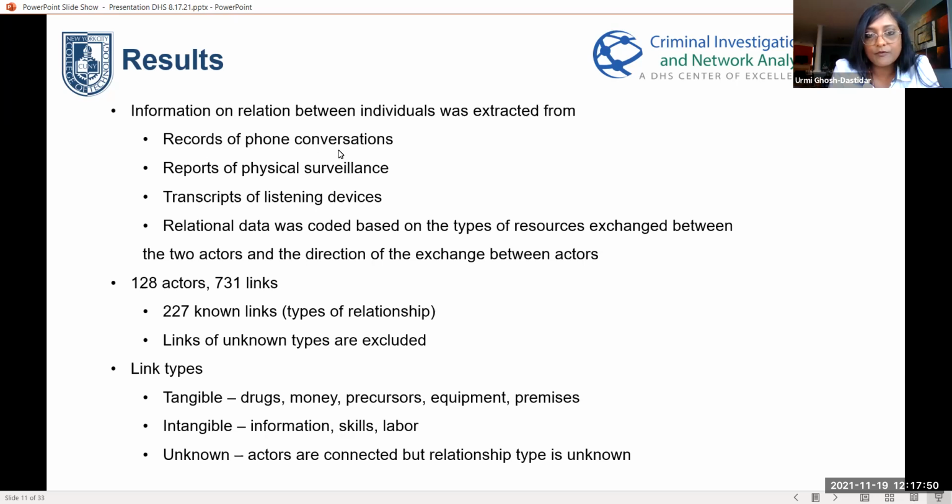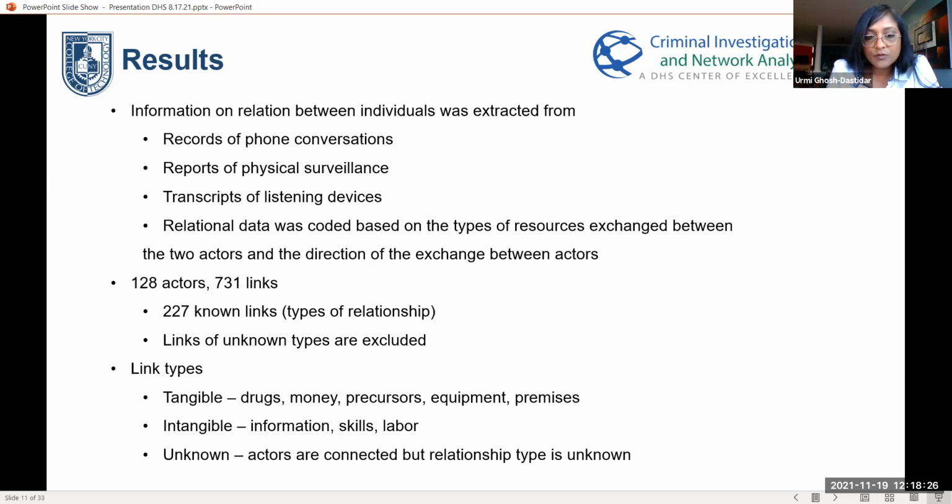was based on phone conversations, reports of physical surveillance, and transcripts of listening devices. And relational data was coded based on the types of resources exchanged between the two actors and the direction of the exchange between actors. So as I have said, there were 128 actors with 731 links. There were known types of links, which are 227, and any unknown types of links are excluded from this network.